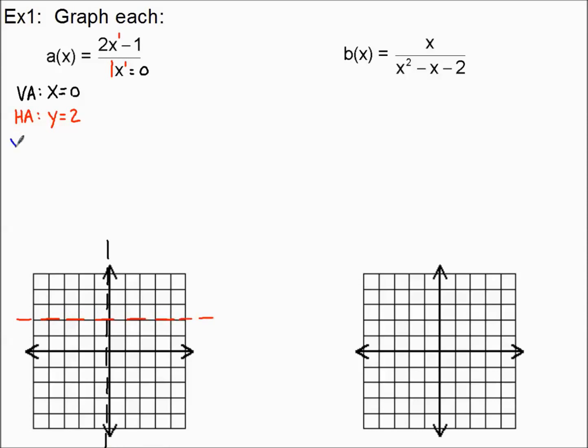I know I don't have a slant asymptote, of course, since I have a horizontal one. Let's go to the x-intercept. The x-intercept comes from the numerator being set equal to 0. I can solve this one pretty easily in my head. Add 1, divide by 2, and my x-intercept is 1/2. So I'll put that as a dot on my x-axis.